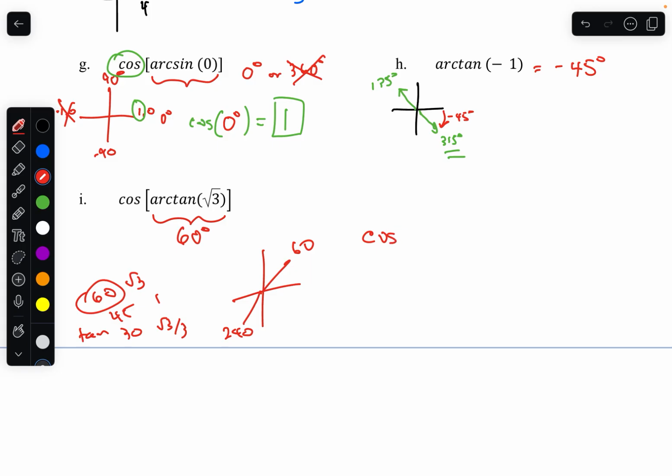And then don't forget we have to do the cosine. What is the cosine of 60 degrees? If you go to the unit circle, or maybe you know it, cosine of 60 is 1/2.